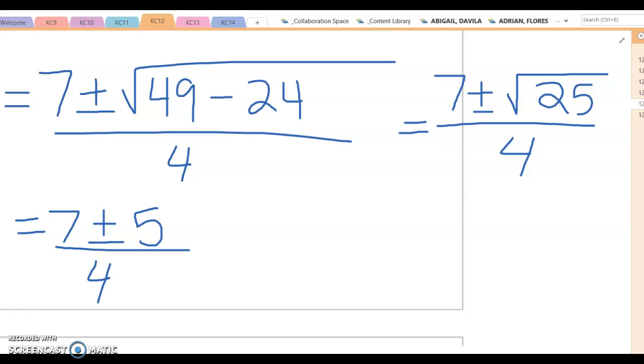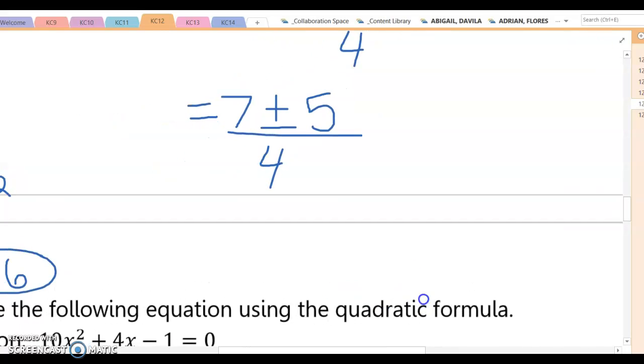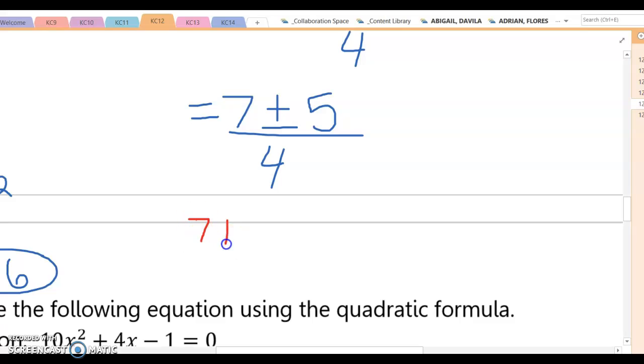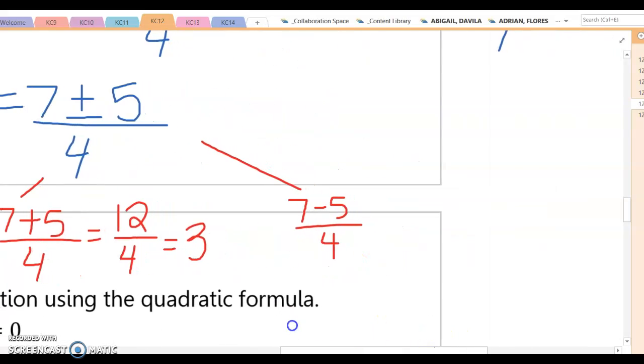So now we just break it into our two different solutions. We're breaking down that plus or minus. So we're doing 7 plus 5 divided by 4, and then 7 minus 5 divided by 4. So you're breaking it down: the plus is one of them, and the minus is the other one. So 7 plus 5 is 12, and we divide that by 4, which is 3. And then we have 7 minus 5 over 4. So 7 minus 5 is 2 divided by 4.